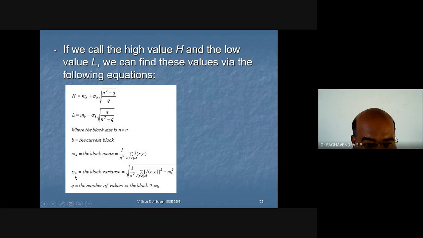Similarly, this is given as gamma. Gamma is nothing but the variance, the block variance, which is given by the square root of 1 by n square summation of the gray level L of R comma C, squared, minus MB, where MB means block mean. This block mean, whatever we have evaluated, will be substituted in the block variance, that is gamma. Next, Q will be considered as the number of values in the block which are greater than MB, the block mean.